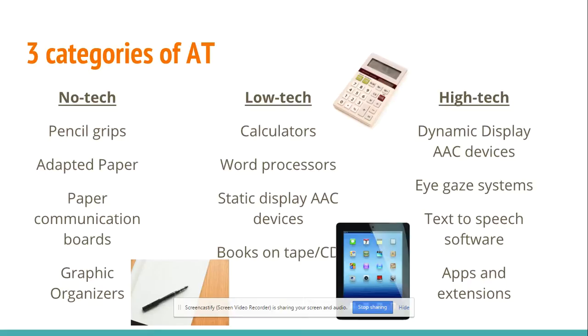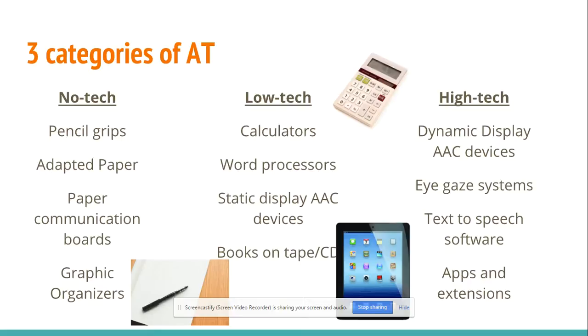When we look at low tech, we think of things like calculators, word processors, augmentative and alternative communication devices that have static displays so they don't change, books on tape or CDs with audiobooks on them, things that don't require very, very high tech items to be used, but do require a little bit more technological know how in order to use them. And then the last category we talk about is high tech.